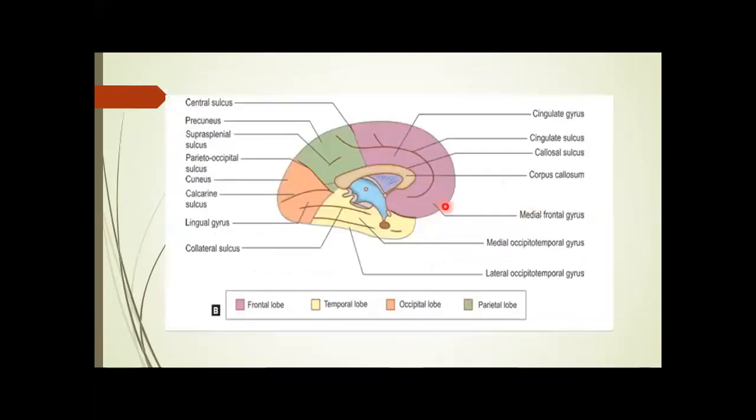So this is the medial surface of the cerebral hemisphere. In this, the occipital lobe, this is the cuneus. So this is the calcarine sulcus. Here is the lingual gyrus. And so this is the parieto-occipital sulcus.